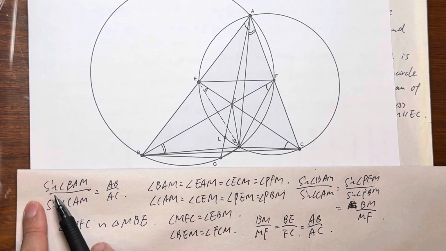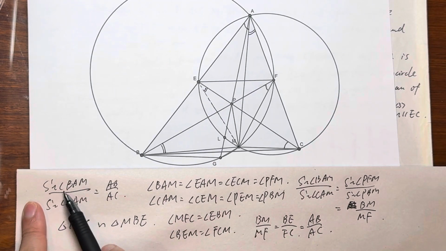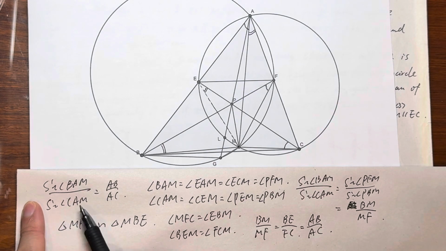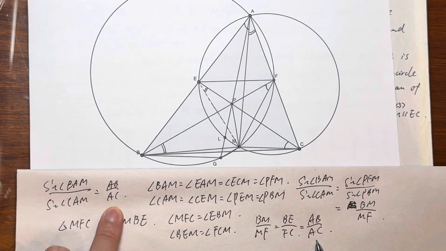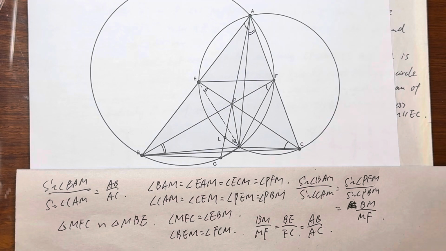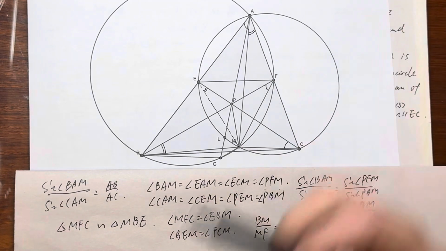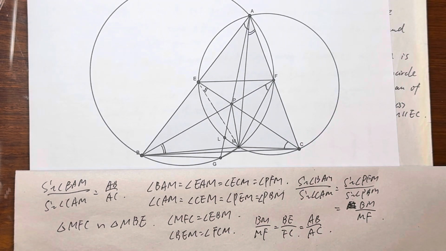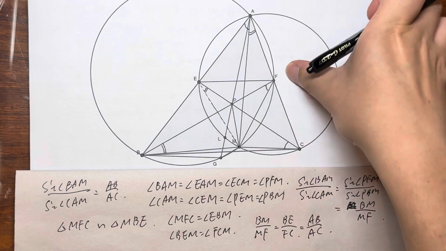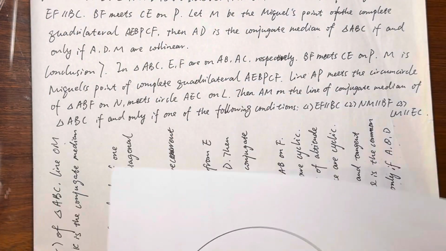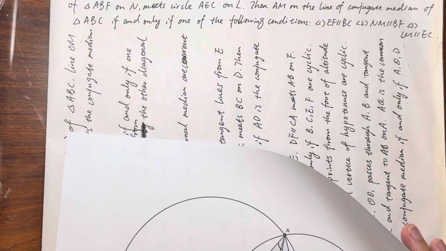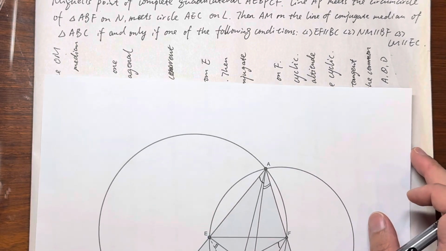We get that sine angle BAM to sine angle CAM equals AB to AC. Then AM is a conjugate median of the triangle ABC. And that's theorem 6. Based on that, we have the conclusion here.